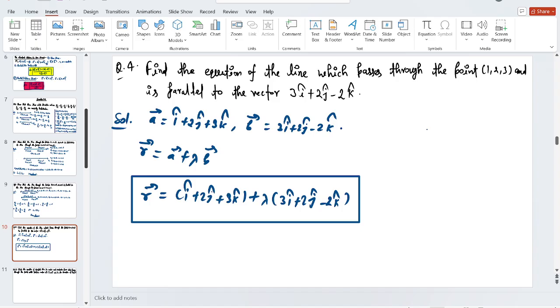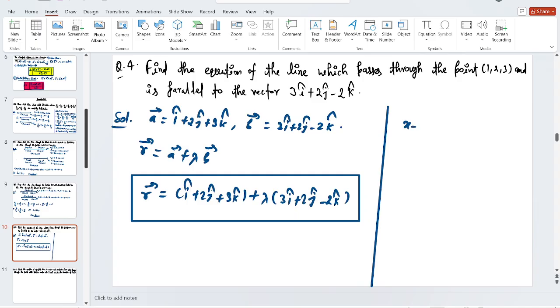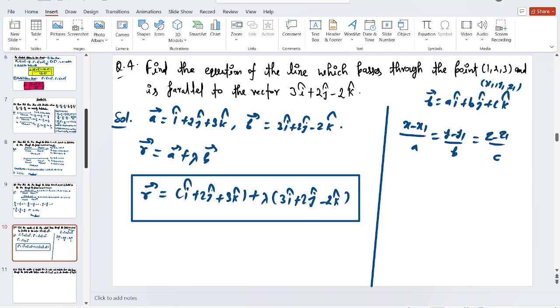Its Cartesian form is x minus x1 upon a, y minus y1 upon b, and z minus z1 upon c. So how to find these? This is x1 comma y1 comma z1, and vector B is compared with a i cap plus b j cap plus c k cap. What is the coefficient of i cap in vector B? This is 3, so a equals 3. And what is b? The coefficient of j cap is 2. And what is c? The coefficient of k cap is minus 2.